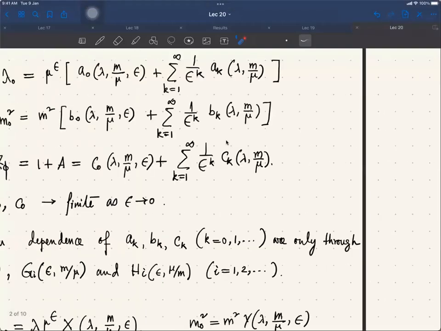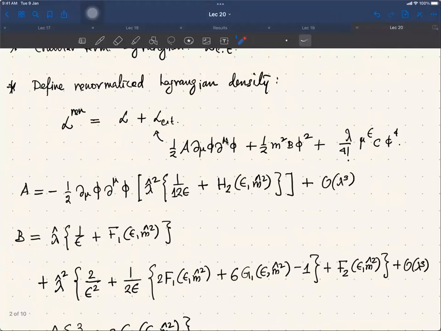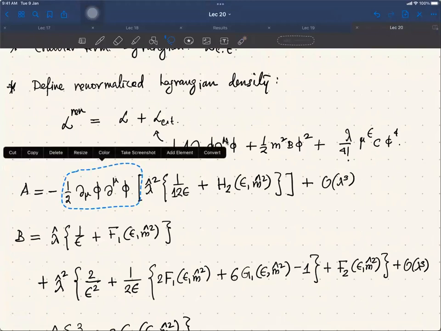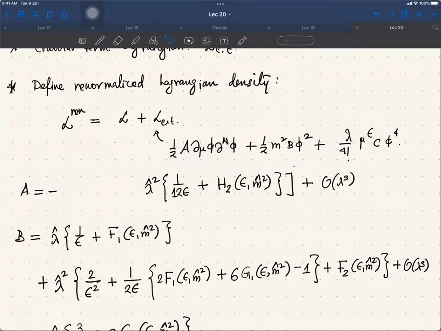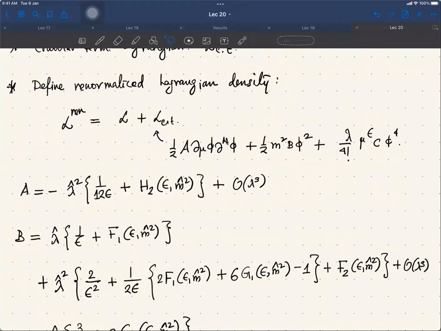Let me begin by correcting an equation in the previous slide. So this is A. This should go away. That's a value of A, which is a lambda expansion.